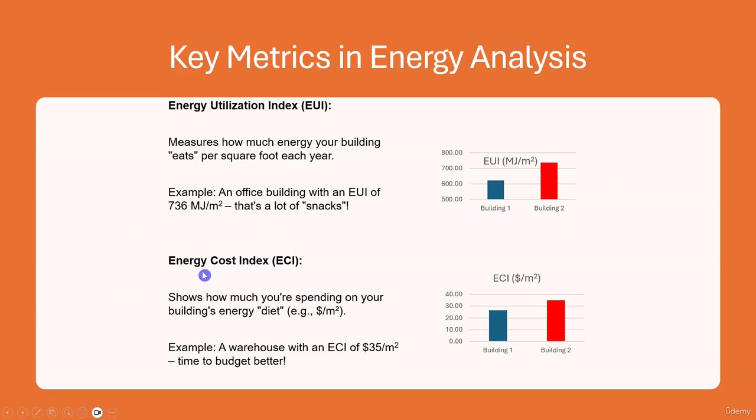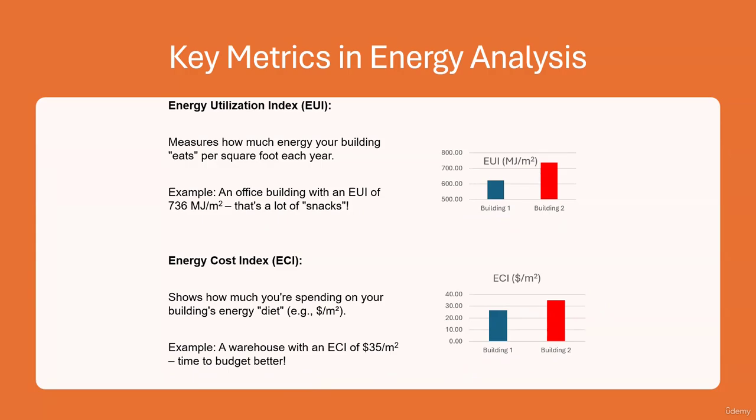Energy cost index, ECI, shows how much you are spending on your building's energy diet, for example, dollar per meter square. Example, a warehouse with an ECI of $35 per meter square. Time to budget better. So again, two buildings are compared in terms of ECI, and one is higher than the other. Now, ECI doesn't depend only on energy consumption, but also on the rate of the energy.